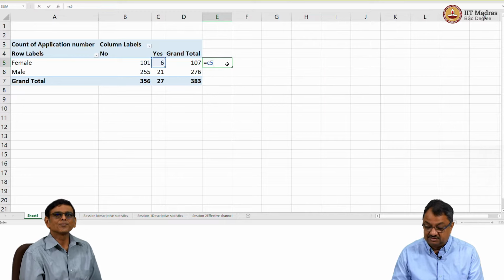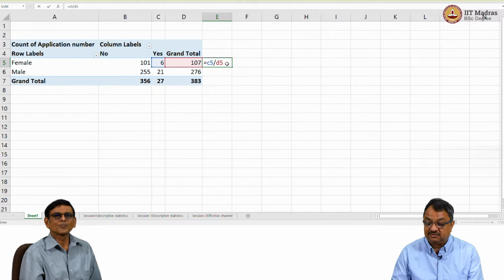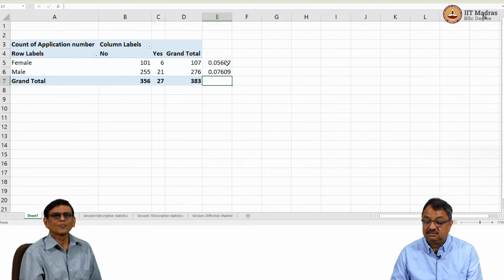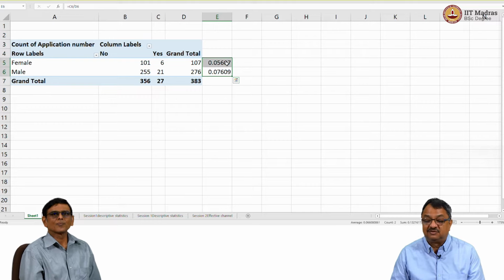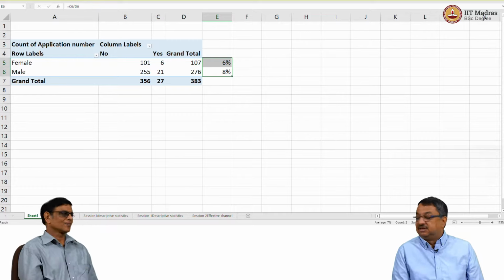C5 divided by D5, and this is C6 divided by D6. Slight difference, no? This is okay, I think. It's in the range. Marginal difference. Yeah, 6% and 8%. It's all right.